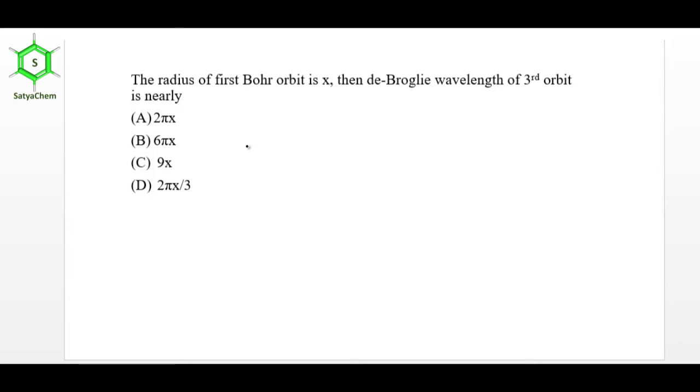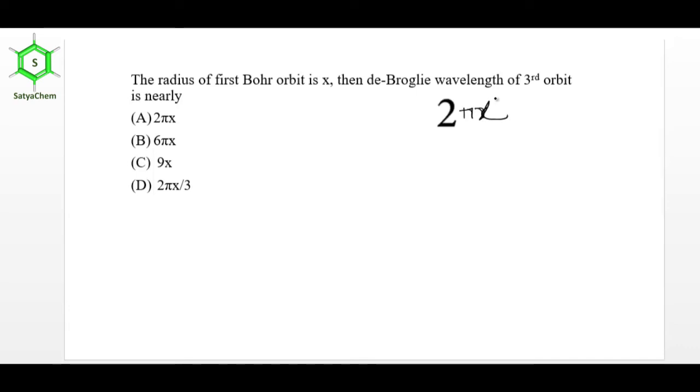Now, the circumference of a circle is 2 pi r. If r is the radius, here the radius of the first Bohr orbit is x, so we can say the circumference of the circle is 2 pi x. Is that clear? I think it is clear.